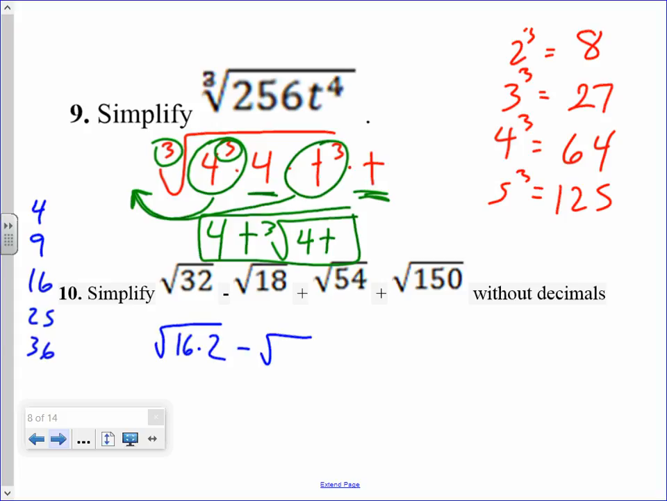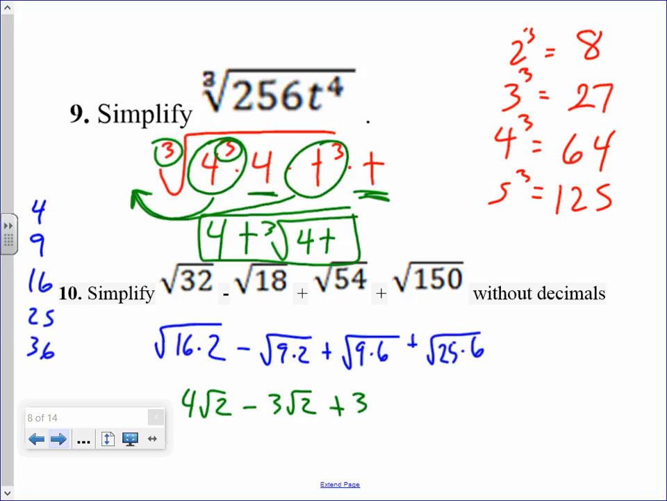18 is 9 times 2. 54 is 9 times 6. 150 is 25 times 6. So then if we take those perfect squares out, we get 4 root 2 minus 3 root 2 plus 3 root 6 plus 5 root 6.